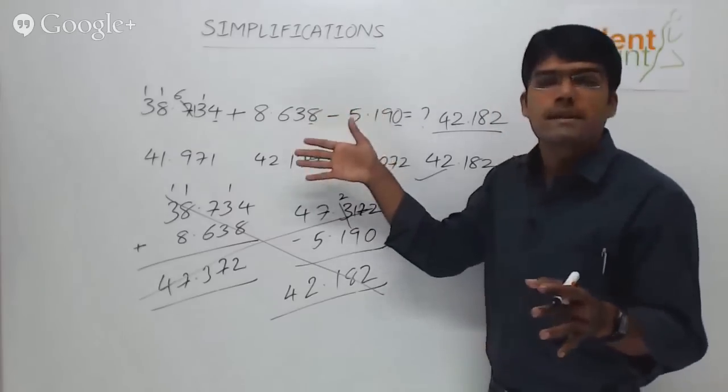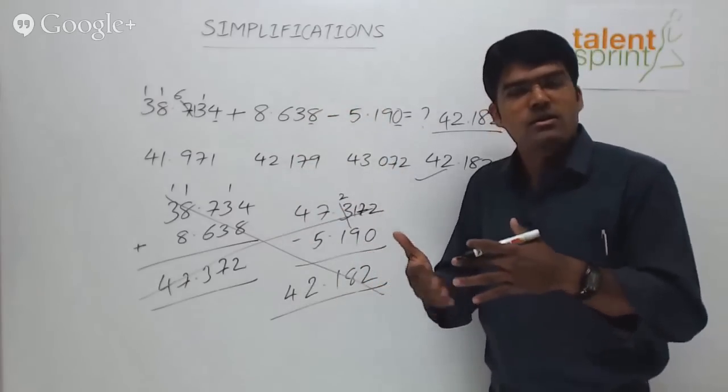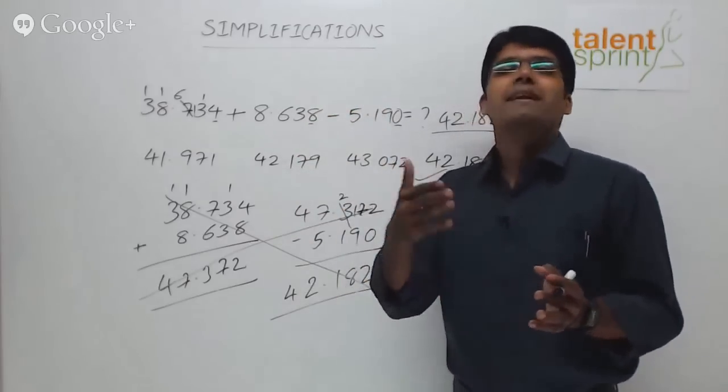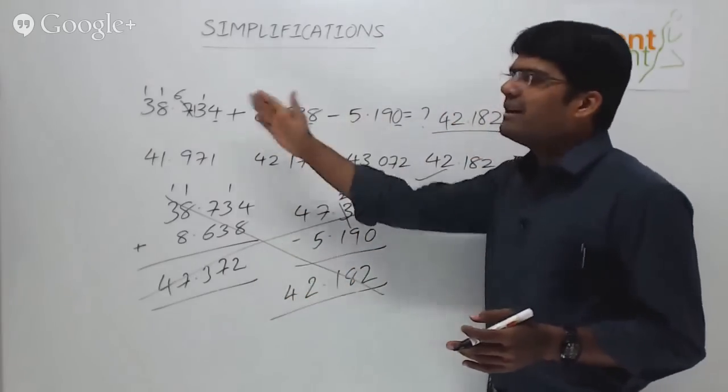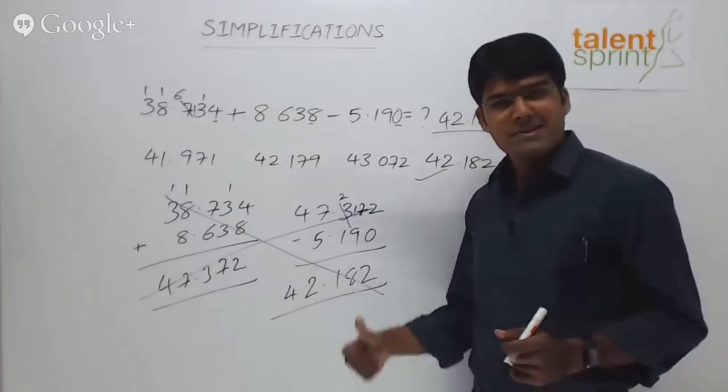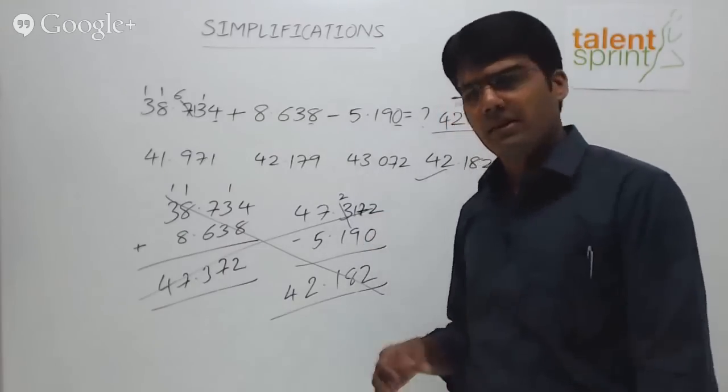Technically both the methods are the same. We have not done anything new. We are not doing different things. We are doing the same thing, but in a different way. Instead of writing the numbers and then adding and subtracting them, you take digit by digit and get the answer. Right? So that's about a very simple question from simplifications.